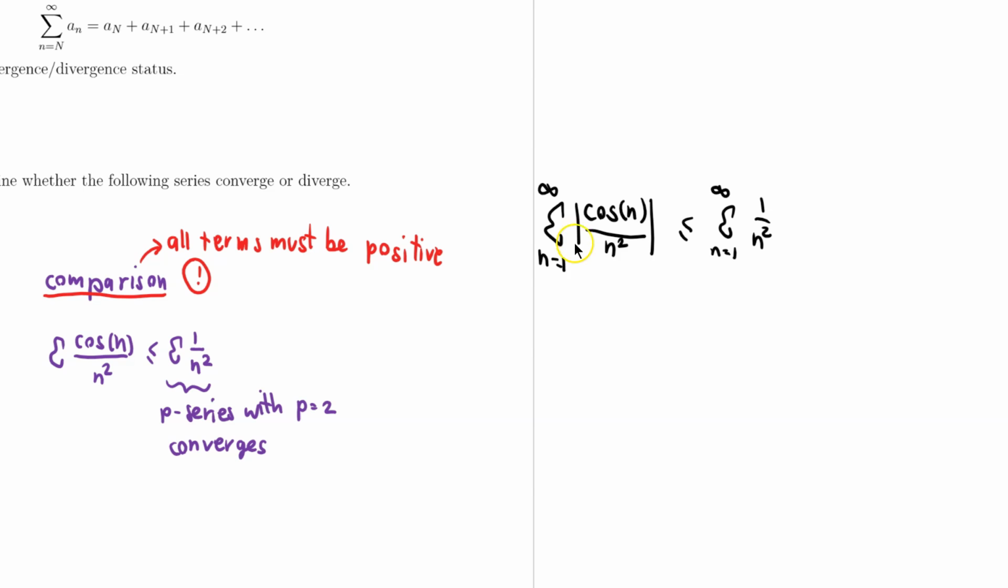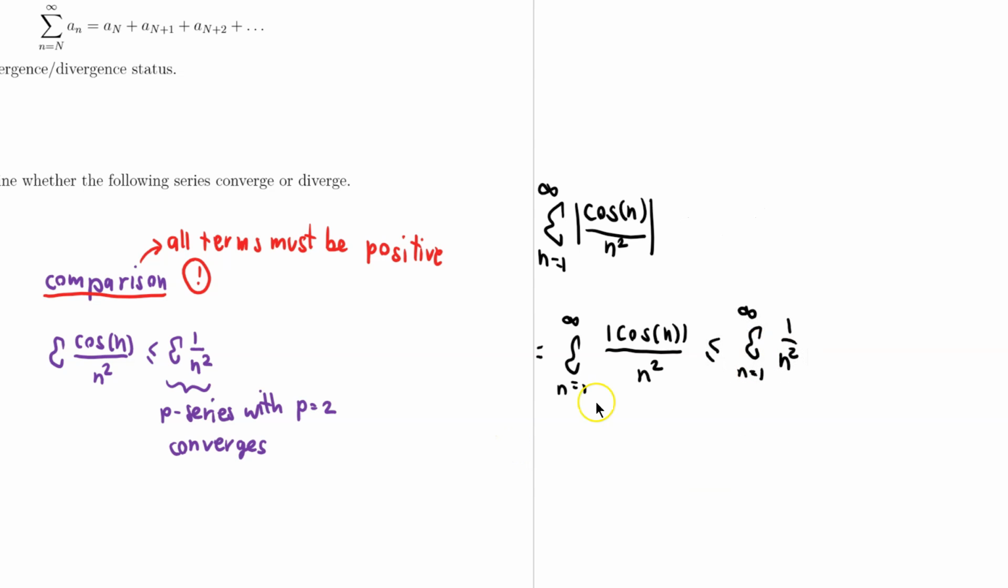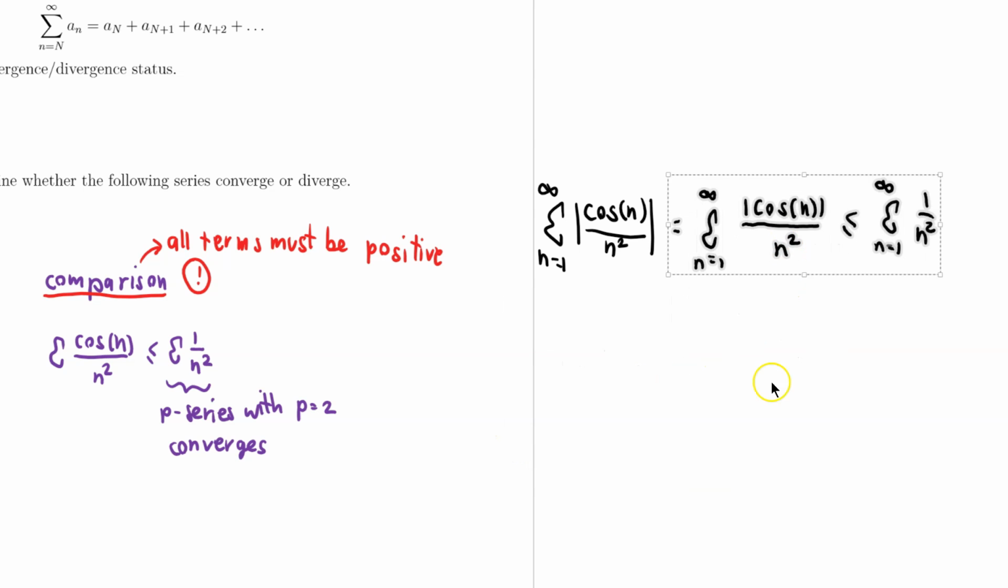Now then, because all the terms here are positive, and this is definitely less than or equal to 1 over n squared. This is because, well, I can do this first. This is going to equal the sum of the absolute value of cosine over n squared, because n squared is always going to be positive. And the absolute value of cosine is always going to be less than or equal to 1. So I know then that this is going to be less than or equal to 1 over n squared, which converges because it is a p-series, as we said earlier.